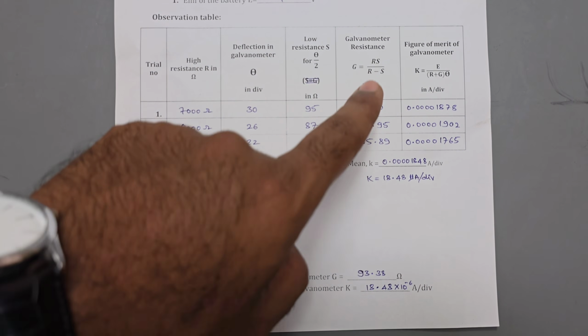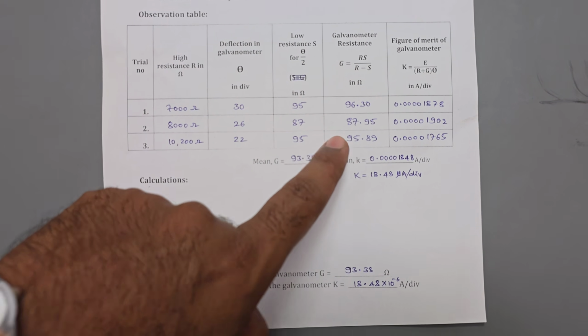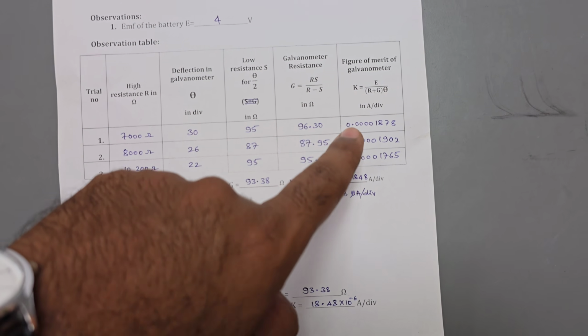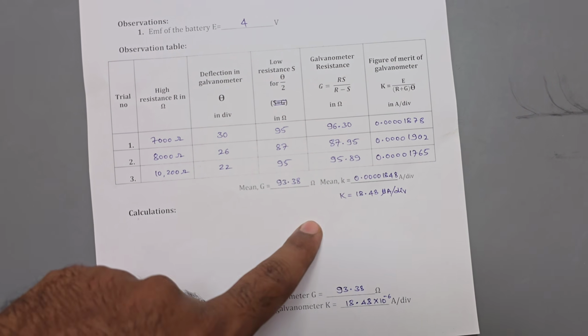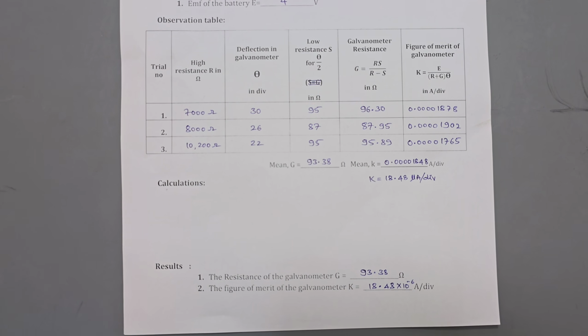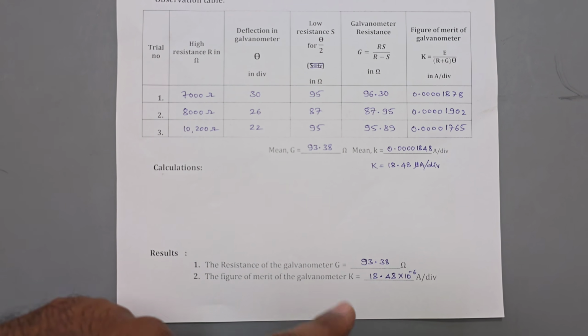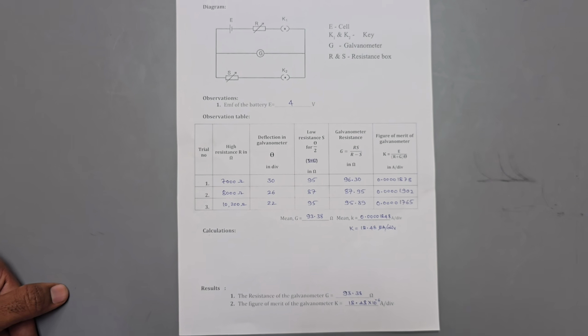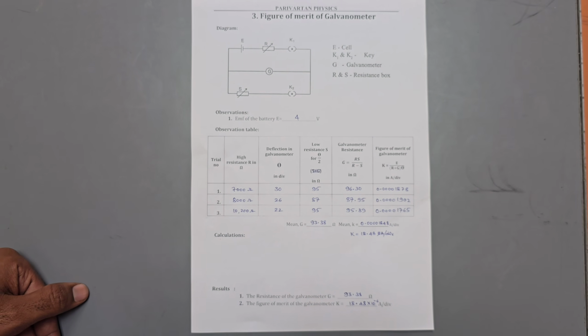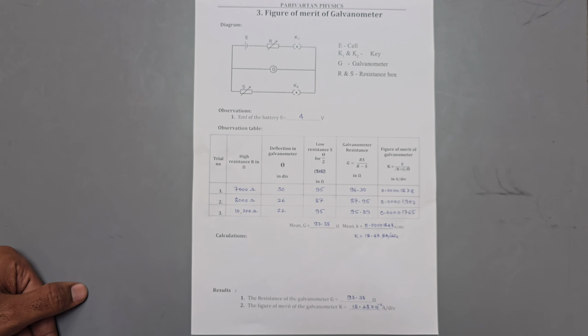You have to make the separate calculation of G1, G2, G3 and calculation of figure of merit 1, 2, 3. So 3 calculations of G and 3 calculations of K you have to do, and then you have to note down the mean value, right? So we have got the standard result as resistance of galvanometer 93.38 and figure of merit 18.48 microampere per division.